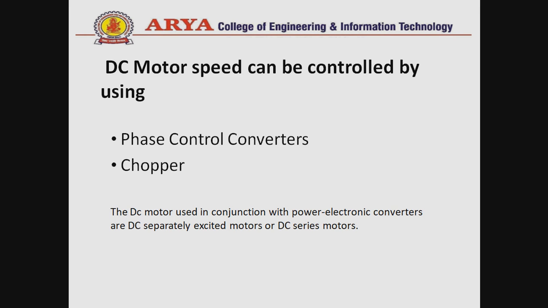To control the DC motor, we use two power semiconductor devices, that is the phase control converter and chopper. The phase control converter basically adjusts the DC output voltage from a fixed AC input voltage, and the chopper converts fixed DC voltage to variable DC voltage.